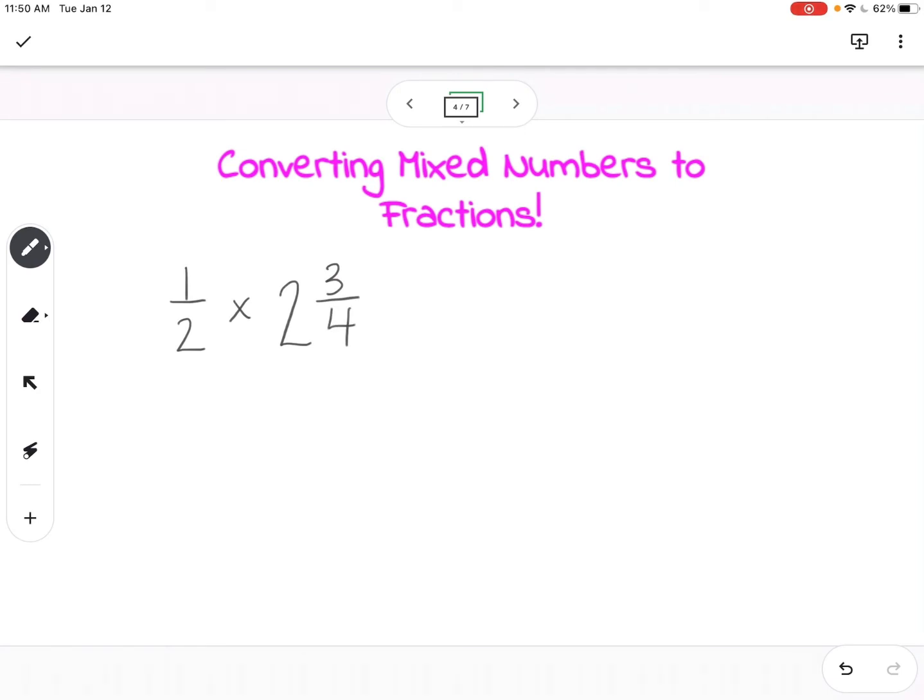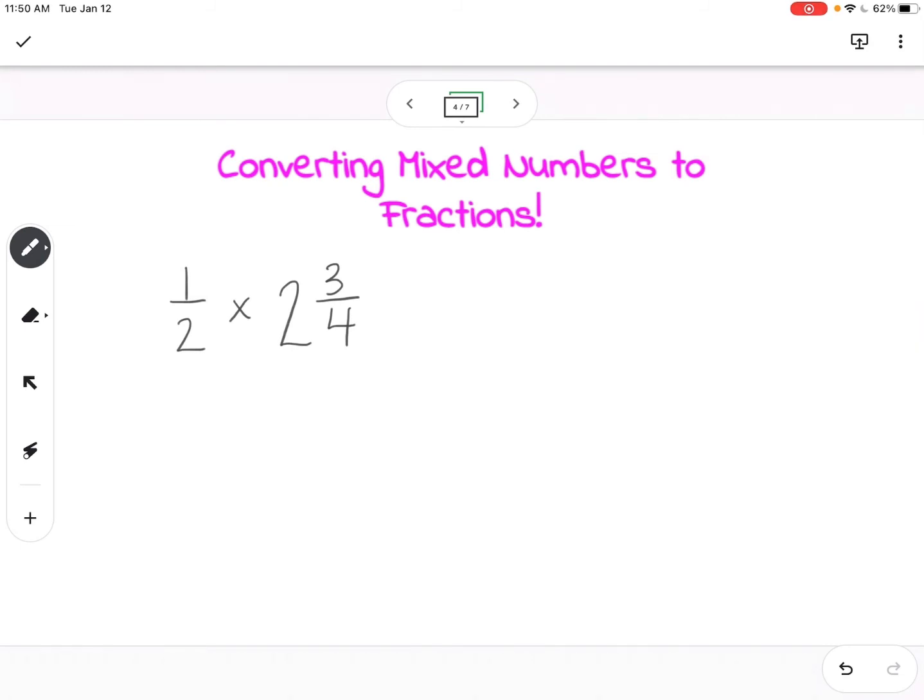Now, we might run into some trouble here because we can't just multiply straight across, obviously, since we have a mixed number. So let's talk about how we convert these mixed numbers to fractions. So a common mistake that people make is they think they can just take off the whole number, multiply by the fraction, and then add the whole number to the end. Unfortunately, that wouldn't be the same, and that isn't a strategy we can use. So I'm going to show you what we actually have to do.